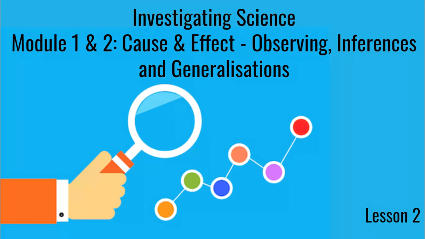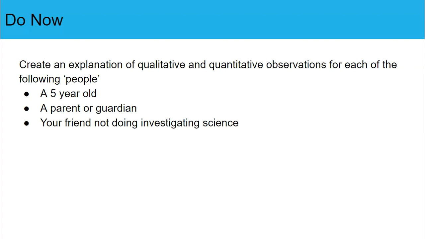Welcome to Lesson 2 of Module 1 and 2 for Investigating Science. The first thing I wanted us to do is our do now, following on from Lesson 1. So create an explanation of qualitative and quantitative observations for each of the following people: a 5-year-old, a parent or a guardian, or your friend not doing investigating science. So pause the video to do that now.